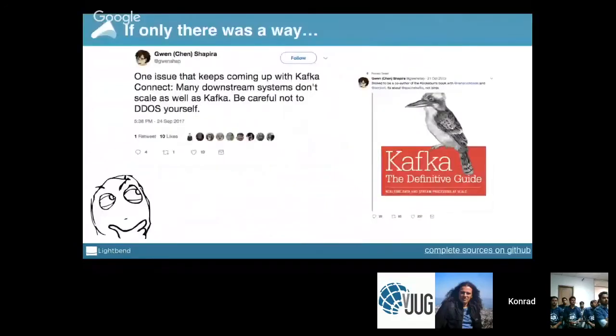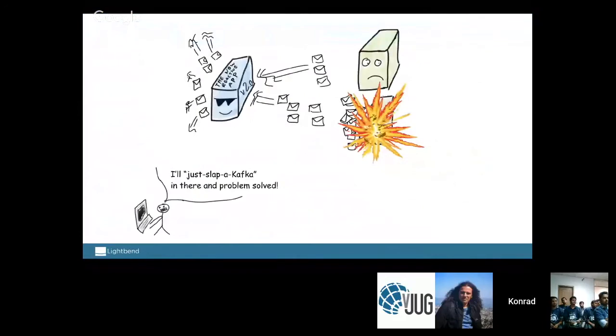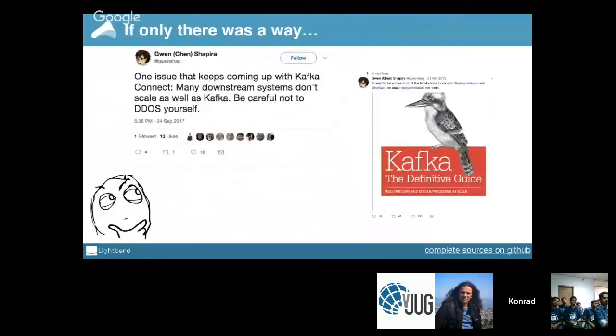And what I found recently, just last month, one of the authors of Kafka: The Definitive Guide tweeted that one issue that keeps coming up in Kafka Connect is that many downstream systems, the green one over here, don't really scale as well as Kafka. So be careful to not DDoS yourself.